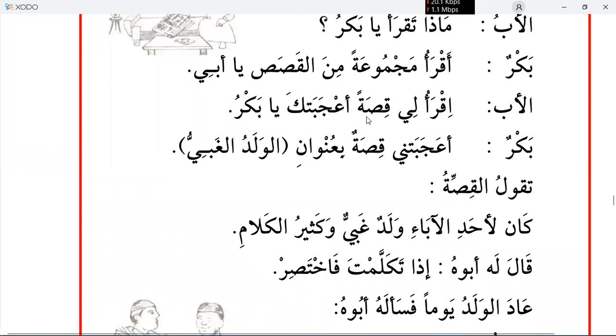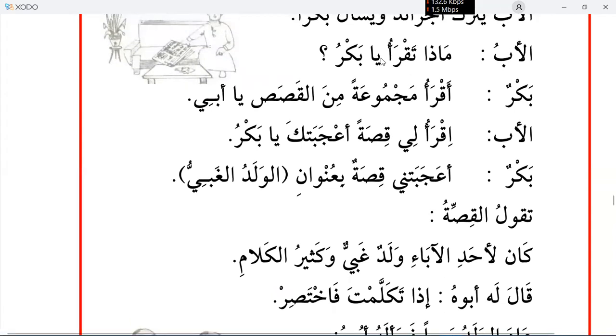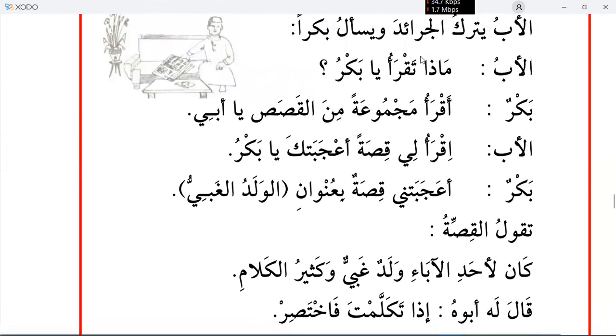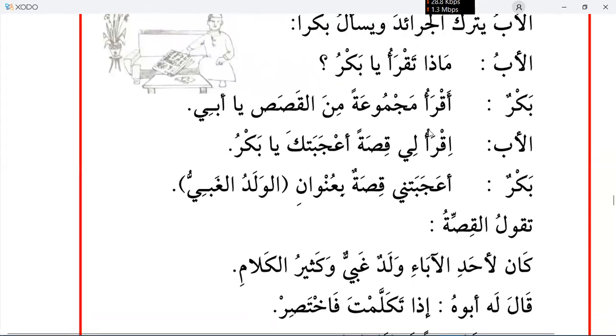qissa, a story. Note one thing, there are some vowel mistakes in this book. Often you see many mistakes. For example, here we have a sukun, but they have written a damma. So don't read blindly. Use some of your mind and some grammar rules while reading it. Read for me a story.